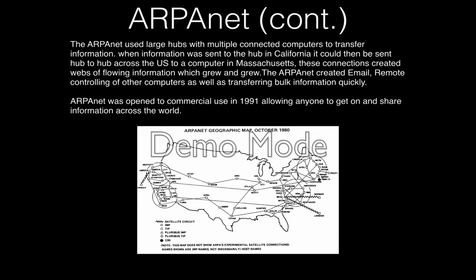Now, the ARPANET was open to commercial use in 1991, allowing people to get on there and share information. That's the birth of AOL, the Internet, Firefox, and all that good stuff. That just all came about after it went commercial, and thus what we're able to do now.